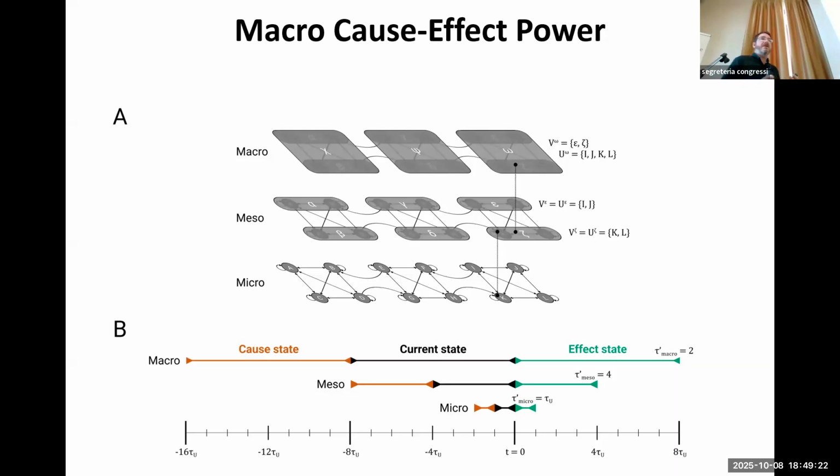So that's how, when I start talking about cause effect power, I constrain my past and future states, making a macro TPM. These are the past and future states. These are the transitions, right? The transitions are growing as I go across the scale.